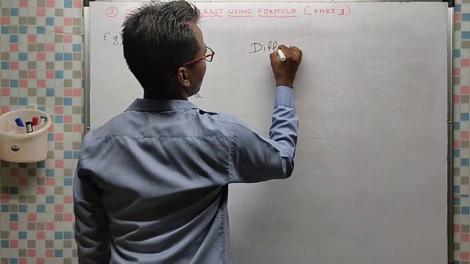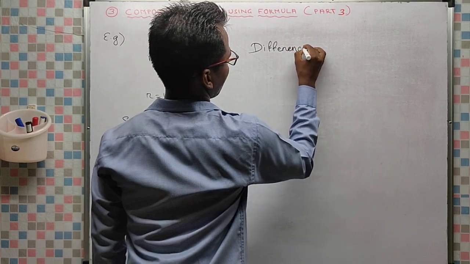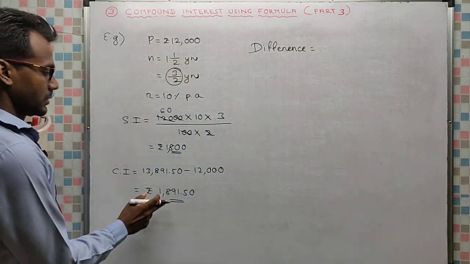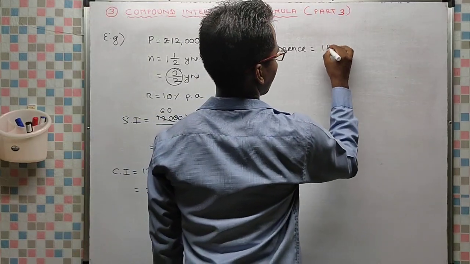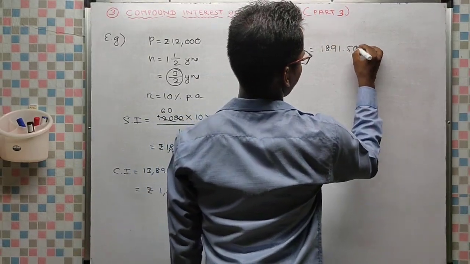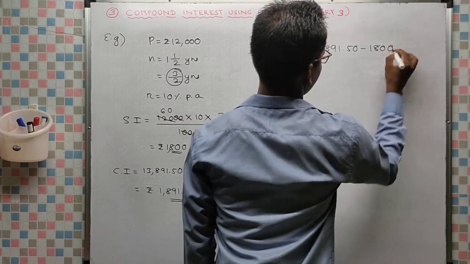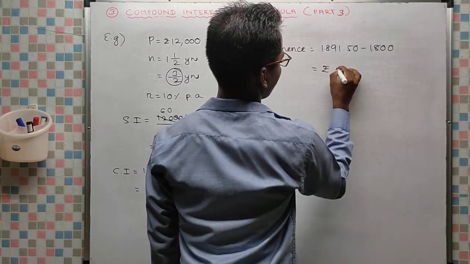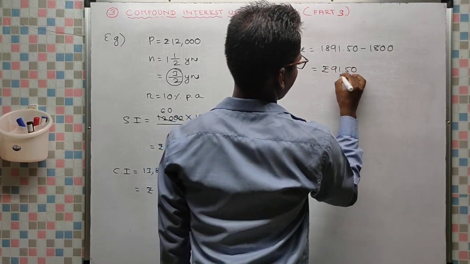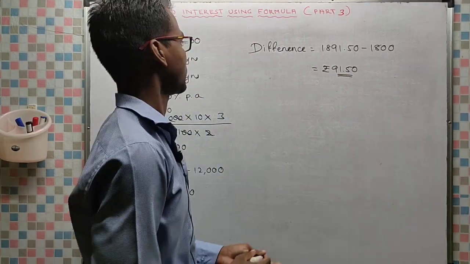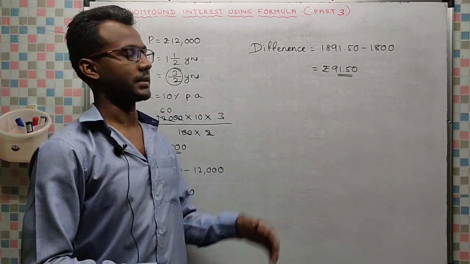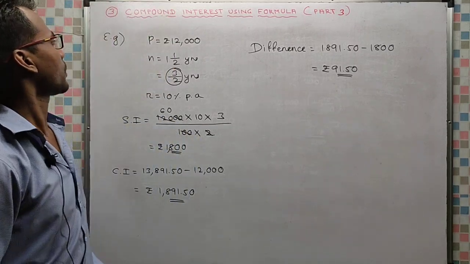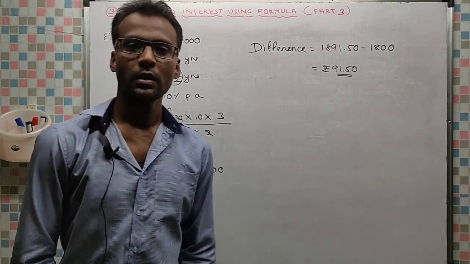So difference is equal to greater value minus smaller value. So 1891.50 minus 1800 will give us rupees 91.50. So the difference between CI and SI is 91.50. This is the answer. Okay, so this is the end of compound interest using formula part 3.